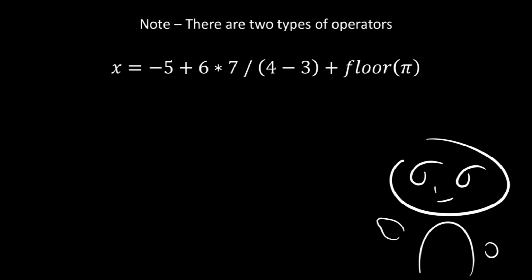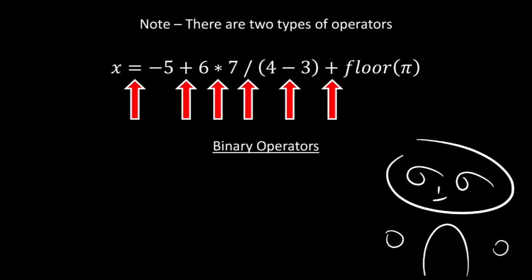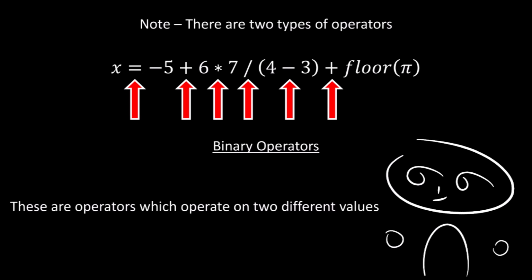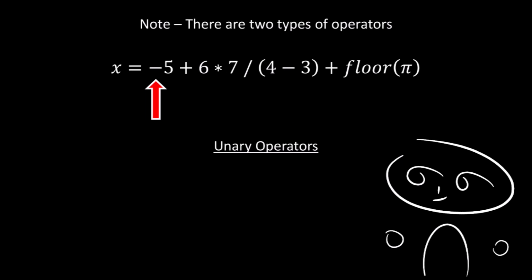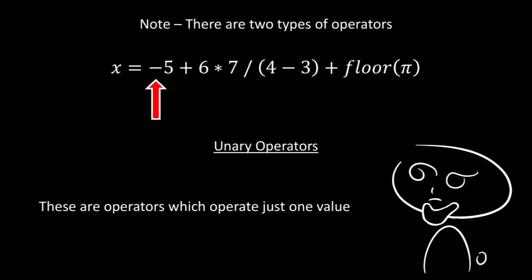Now, it should be noted that there are two different types of operators within our equation. Firstly, we have binary operators. These are operators which operate on two different values. So for example, in our equation, we have 4 minus 3, and the minus symbol operates on both the 4 and the 3. Then we also have unary operators. These are operators which operate on just one value. In our equation, we have minus 5. The minus symbol only operates on the 5, so it is a unary operator.